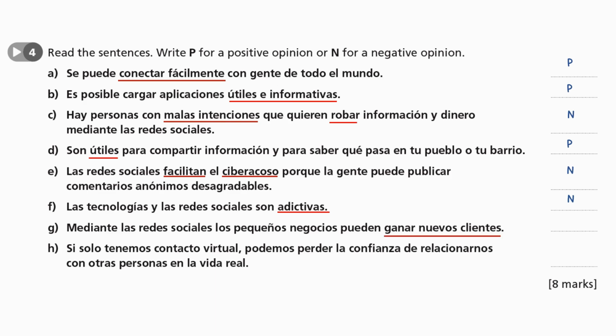The last phrase here, ganar nuevos clientes, gain or win new clients. So it's talking about small businesses can gain new clients. So that's a positive aspect of social media.